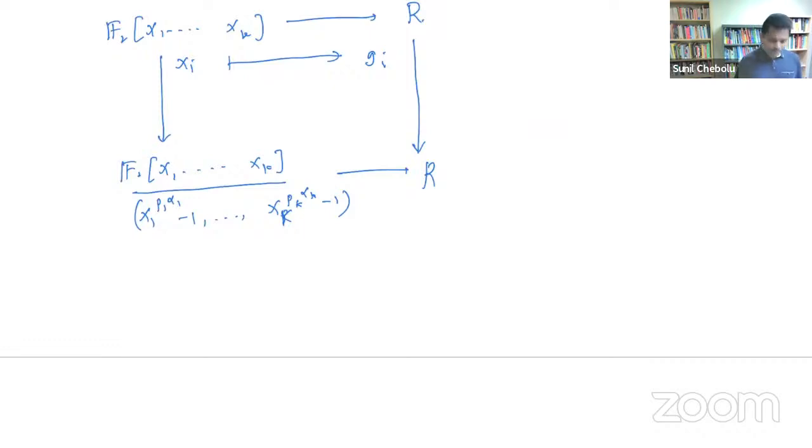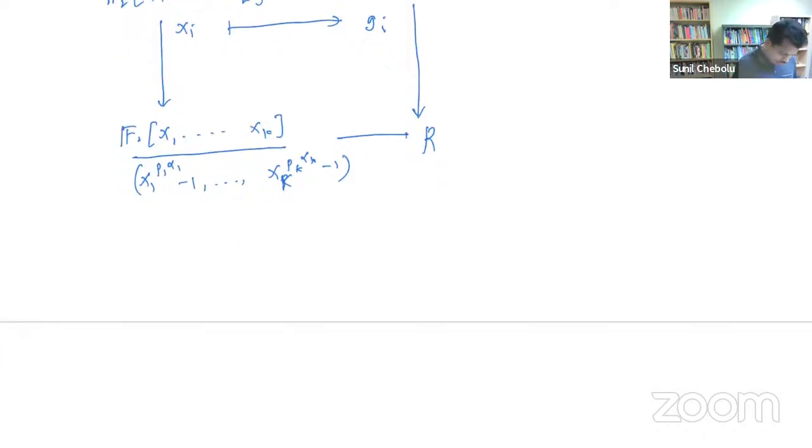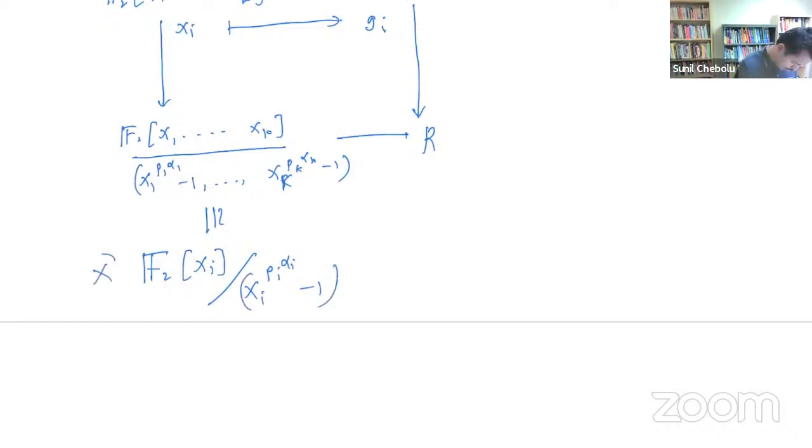All right. Okay, good. Now, note that this thing is also isomorphic to the tensor product of these fields, F2[xi] mod (xi^{pi^αi} − 1). Let me write this one carefully. So you take a tensor product of these things, i running from 1 to k. All right, so this is all good.